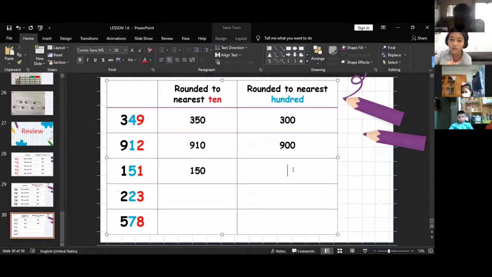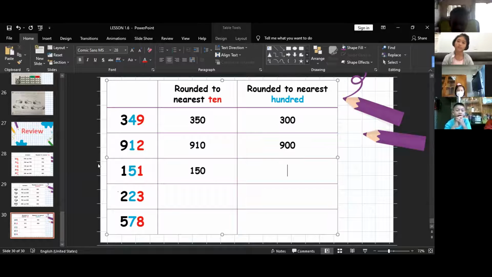150, rounded to the nearest 100 is? 115. Okay, but our answer in 100 is 100, 200, 300, 400, 500, 600, 700, 800, 900 only. What is your final answer here? 500? Okay, who wants to help Panat?